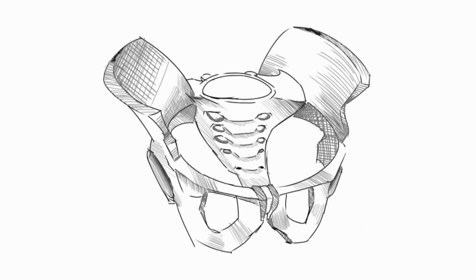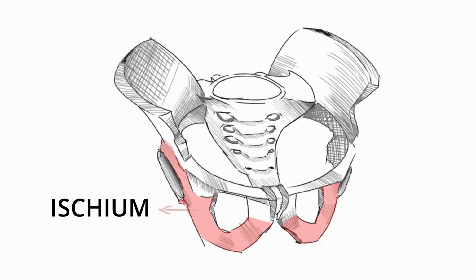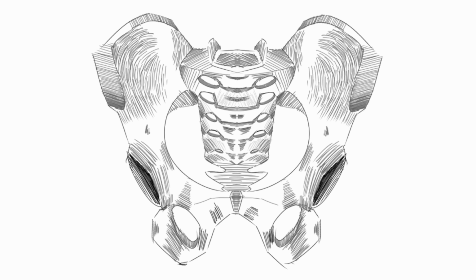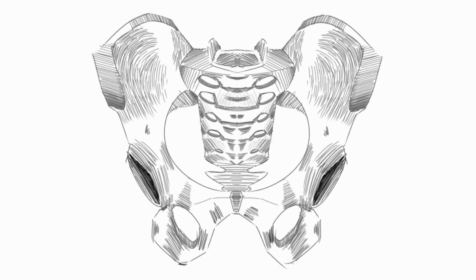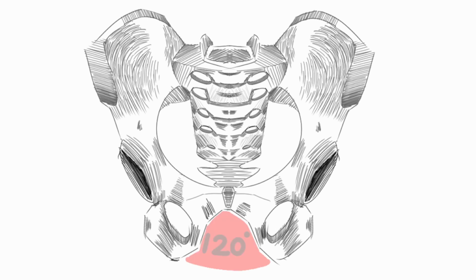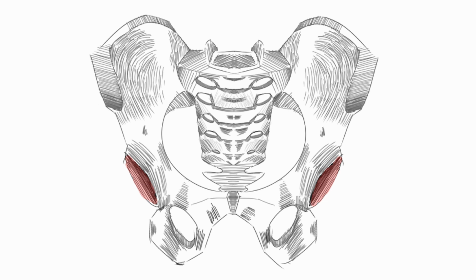Finally, the last part is the ischium. This forms the lower part of the pelvis. The distance between the ischia is generally wider in females than in males. In males, the angle between the ischia is usually around 90 degrees, while in females it's wider, usually around 120 degrees. And you might also notice a socket, and this is where the femur bone attaches.